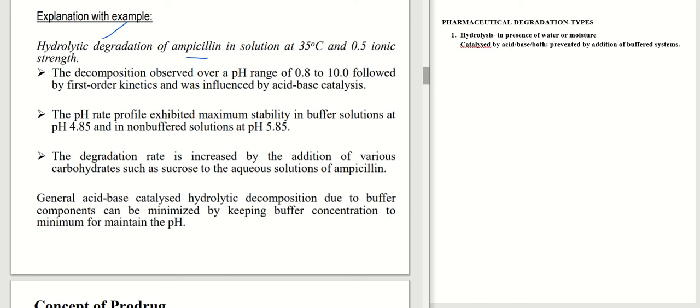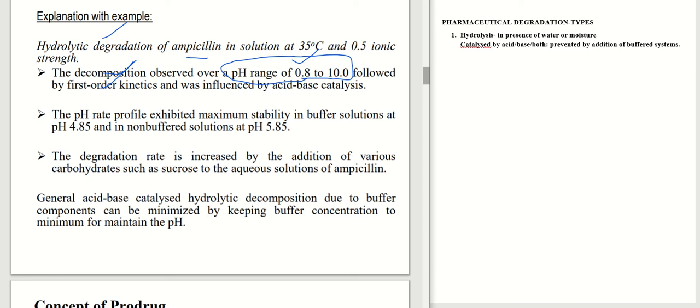So scientists have conducted some experiments and have seen that over the range of pH 0.8 to 10, ampicillin has shown decomposition. It has undergone hydrolytic degradation, and it is influenced by acid-base catalysis. In presence of acid, it has decomposed, and even in presence of base, it has undergone decomposition, and it has followed first order kinetics. Means the decomposition is directly proportional to the reactant concentration.